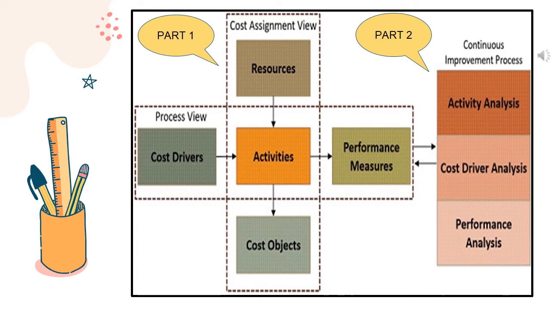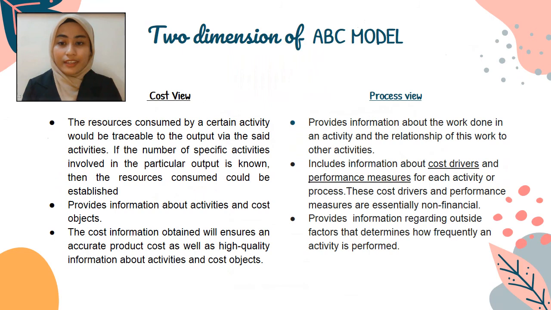And then part 2 is the continuous improvement process, which is the implementation of activity-based management. The management will analyze back the activity, cost driver and also performance and improve them to get a better decision. Okay, now I will share roughly about the two dimensions of the activity-based costing model.